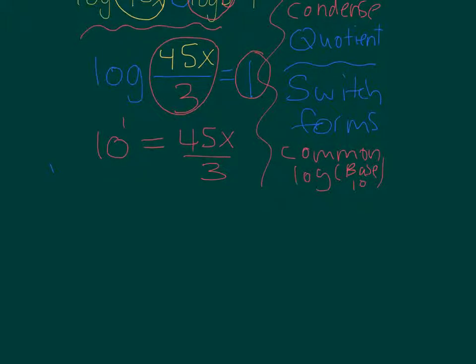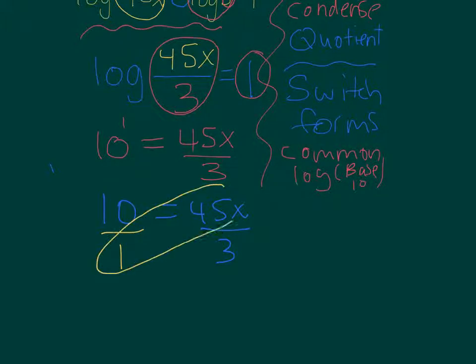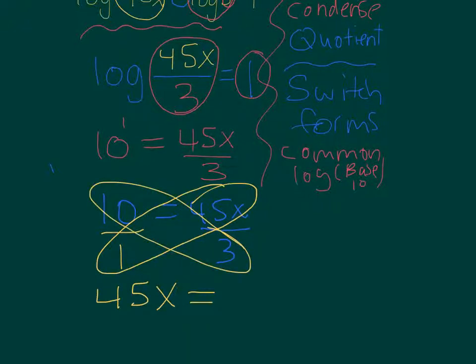Okay, from here you're just going to simplify. So 10 to the 1 is 10, and I rewrite everything else. You can write 10 as 10 over 1. And what we want to do when we have a proportion is cross multiply. So 45x times 1 is just 45x is equal to 3 times 10, which is 30. Here I have my little butterfly.